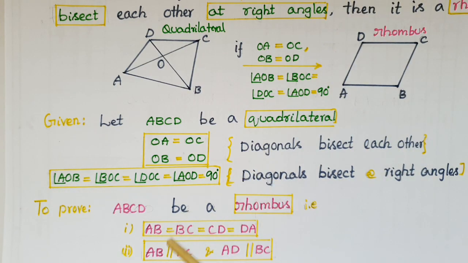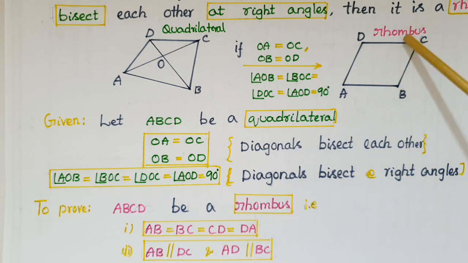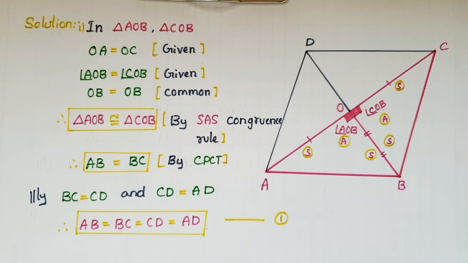To prove ABCD is a rhombus, we know the rhombus properties. The first one is that all sides of the rhombus are equal. So first we have to prove that AB is equal to BC is equal to CD is equal to DA. And next, in the rhombus opposite sides are parallel. So we have to prove that AB is parallel to DC and AD is parallel to BC. First, we have to prove that all the sides of the rhombus are equal.